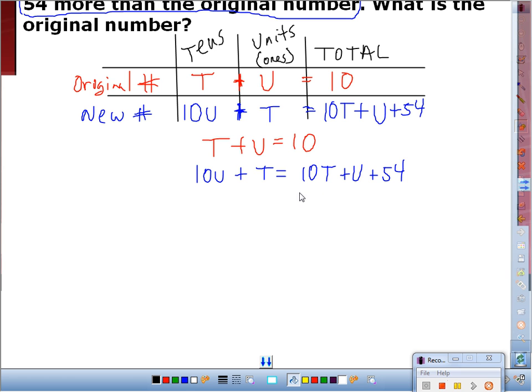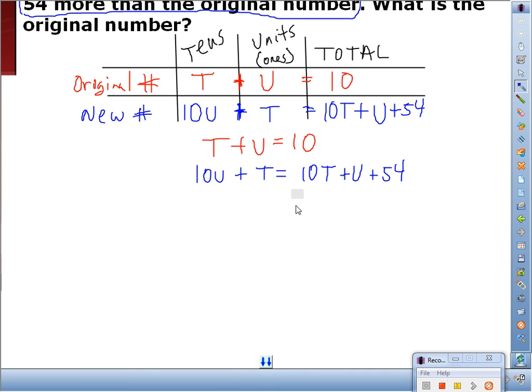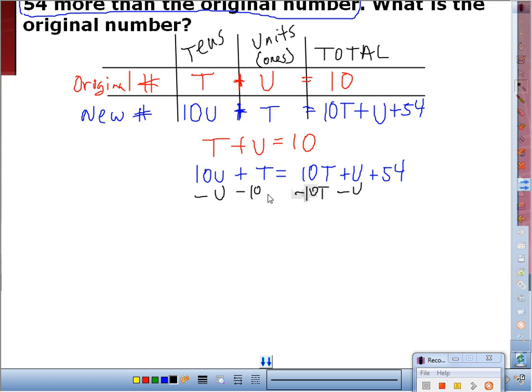So what can I do here? Subtract 10T. Let's see. Subtract 10T, and I'm going to subtract U from this side. So whatever I do to one side, I do to the other. So it's subtract U, subtract 10T. Yeah, because they're in different order here. So therefore, these cancel. We're left with what? 9U minus 9T equals 54.